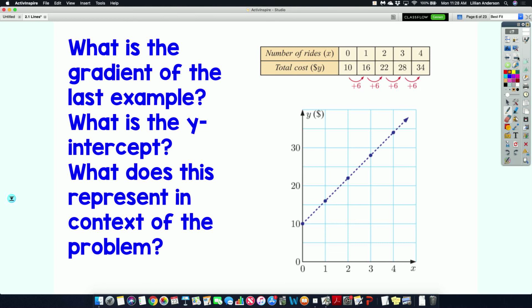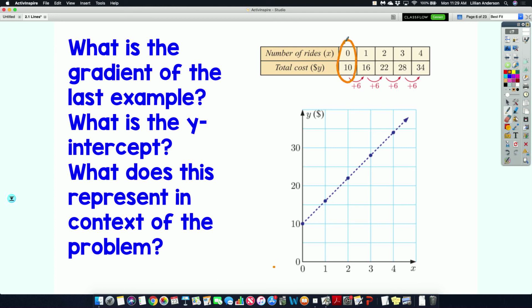Moving forward, okay? Good stuff. Here's an example. It says, what is the gradient of the last example, talking about the amusement park and the number of rides and the cost? What would be the gradient of this example? Anyone? It would be 6, because gradient, which means what again? Slope is talking about how your line is either increasing or decreasing as your x's are increasing and decreasing.